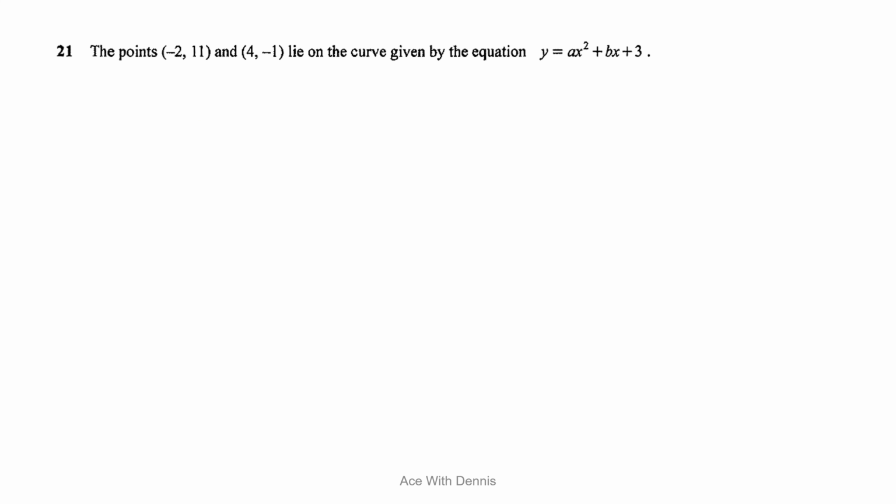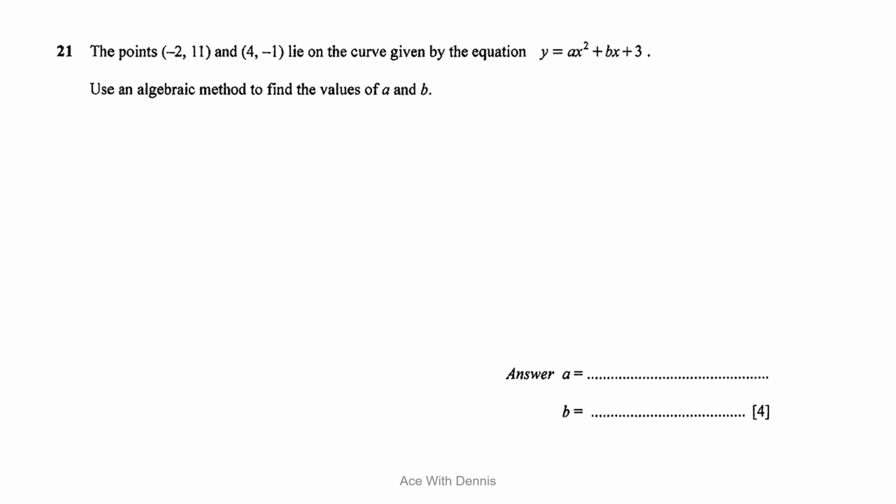Question 21. The points (-2, 11) and (4, -1) lie on the curve given by the equation y equals ax squared plus bx plus 3. Use an algebraic method to find the value of a and b. 4 marks.